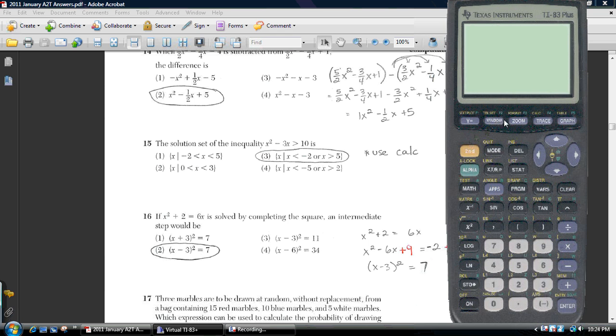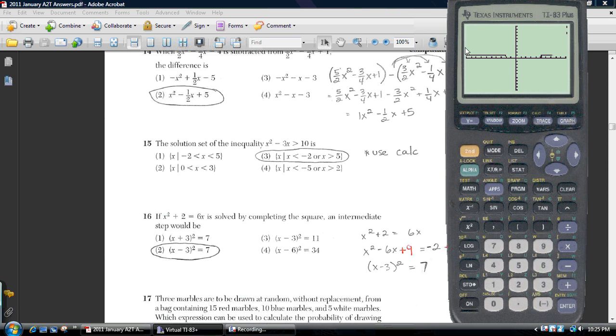Okay, so here's what we're going to do. First thing we're going to do is make sure our calculator is in the appropriate window. We've got to adjust our window. That means negative 10, 10, 1, negative 10, 10, 1. Okay, it's good. Now what we're going to do is type in x squared minus 3x. Now, where do you get this funny looking symbol? You get it by doing second test, greater than 10. Okay, we're going to enter it in.